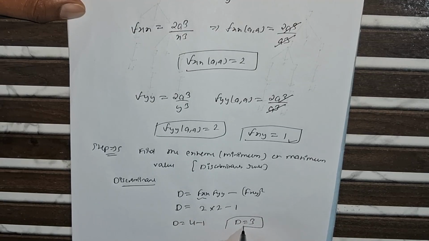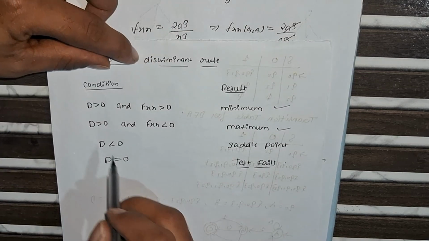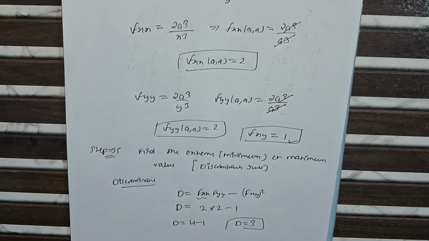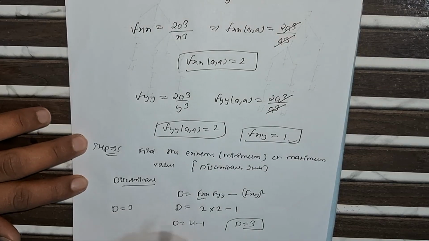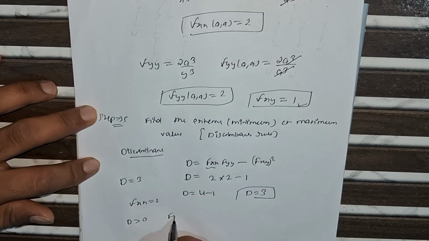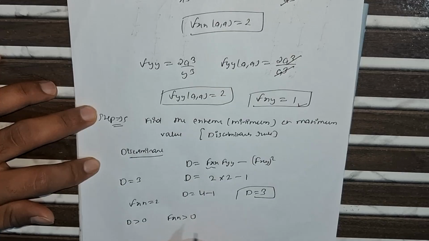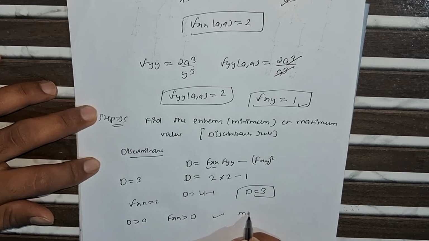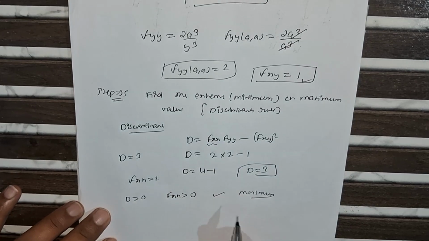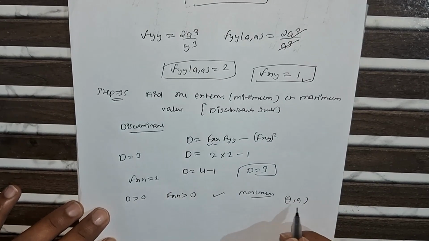So as you can clearly see that the two conditions given in the discriminant rule are satisfied. Means D is greater than 0 and double derivative of x is greater than 0. Means D equals to 3 here and double derivative f_xx equals to 2. So here D is also greater than 0 and double derivative of f_xx is greater than 0. So our first condition is satisfied, which is minimum. So this function has a minimum value at a comma a. So now find the extreme value, means minimum value of the main function.